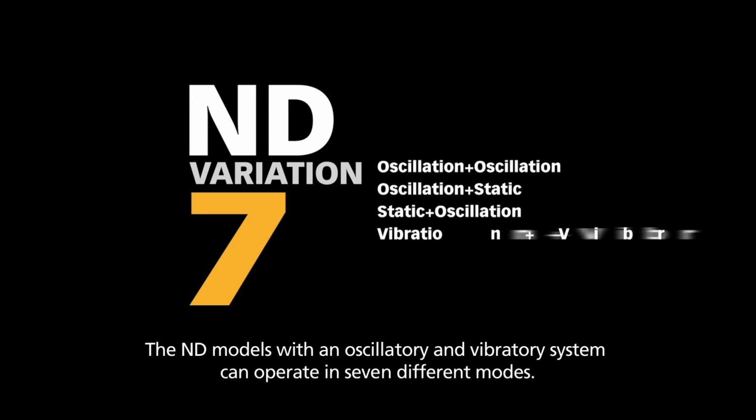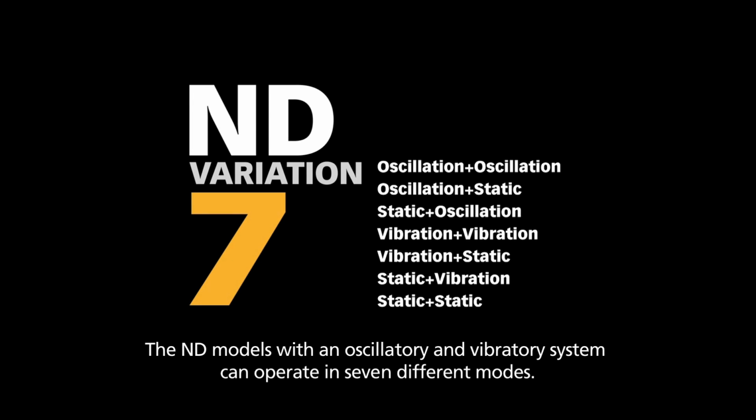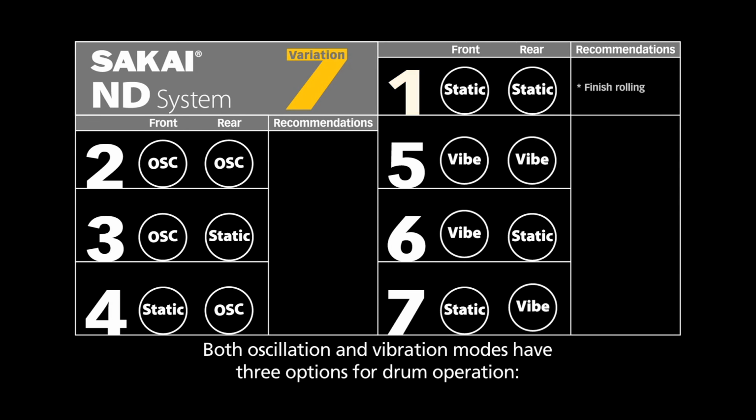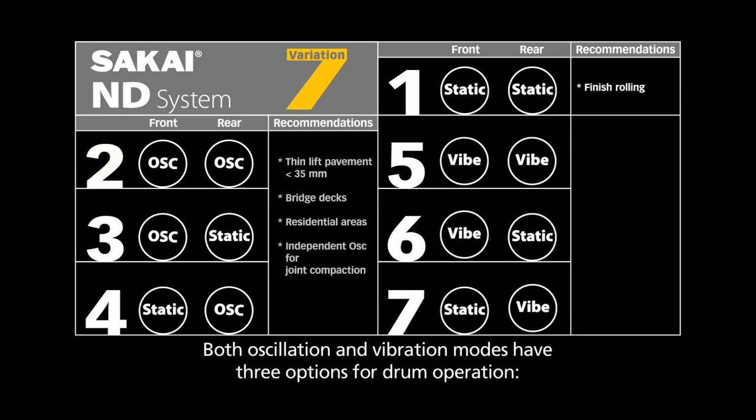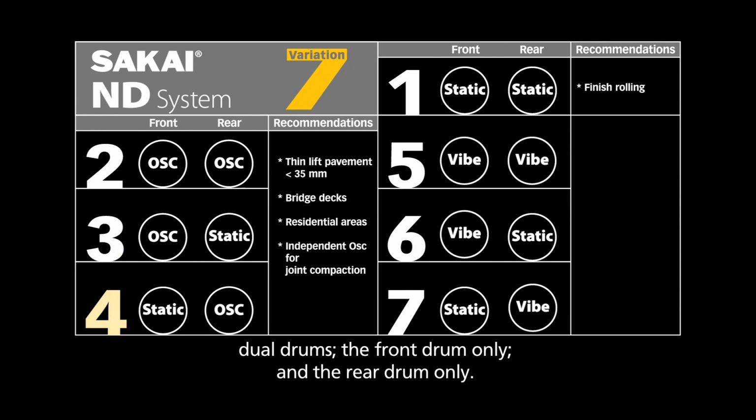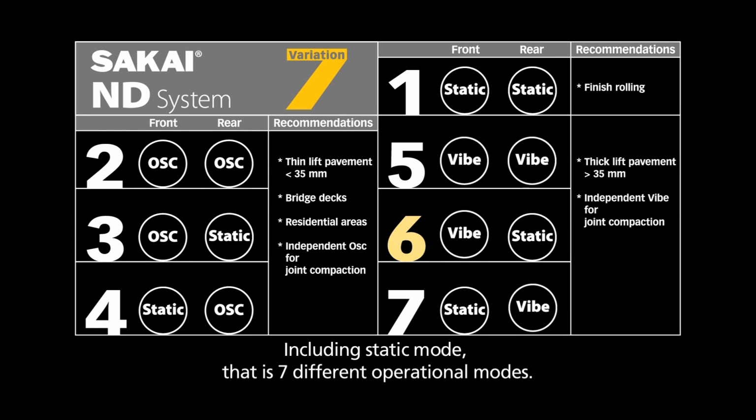The ND models with an oscillatory and vibratory system can operate in 7 different modes. Both oscillation and vibration modes have 3 options for drum operation: dual drums, the front drum only, and the rear drum only. Including static mode, that is 7 different operational modes.